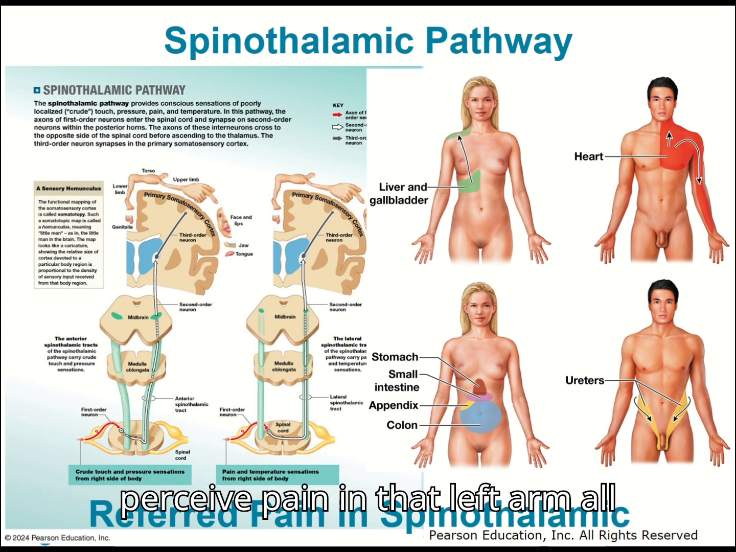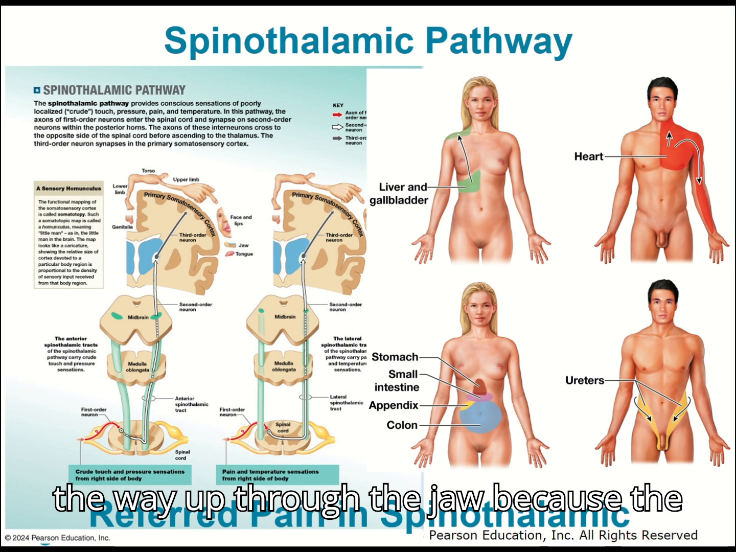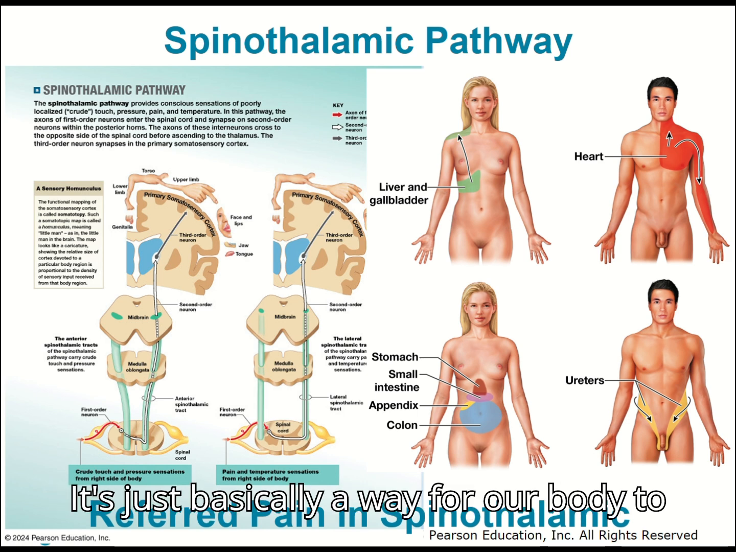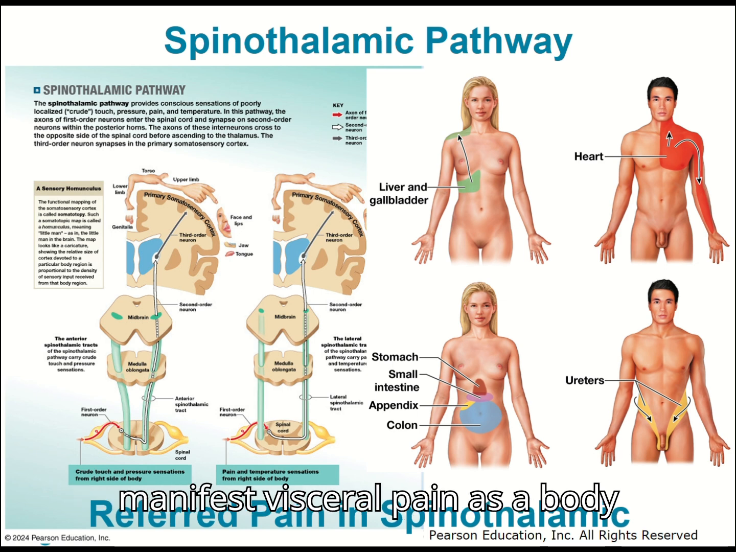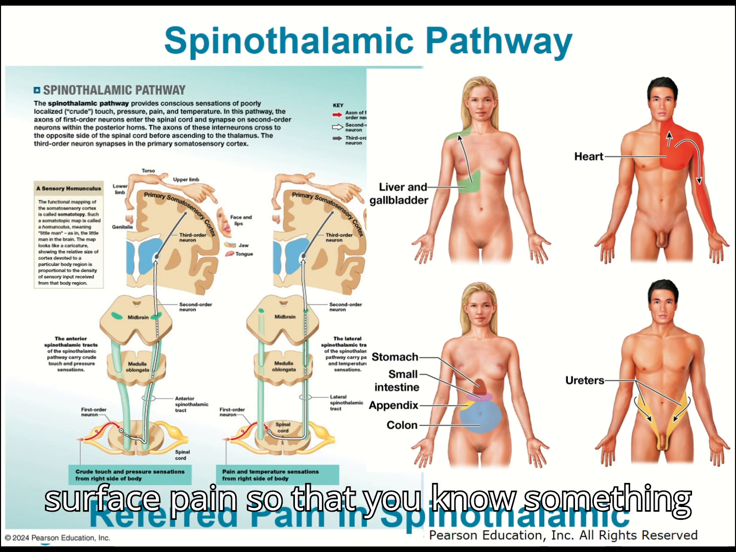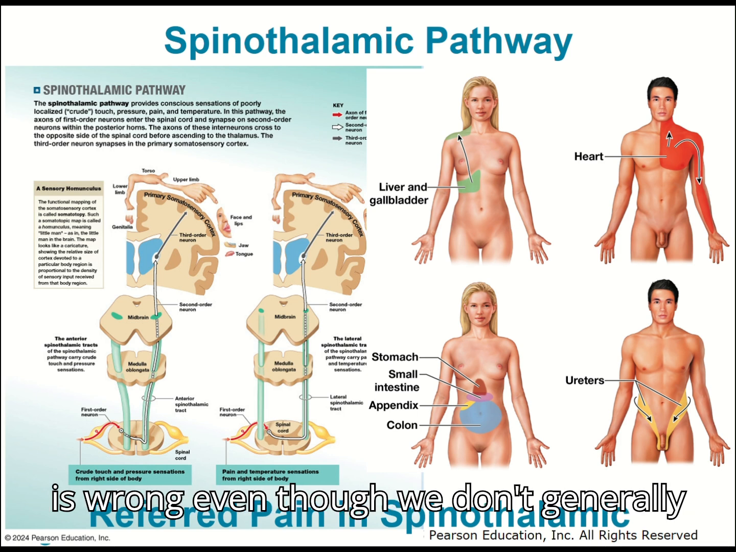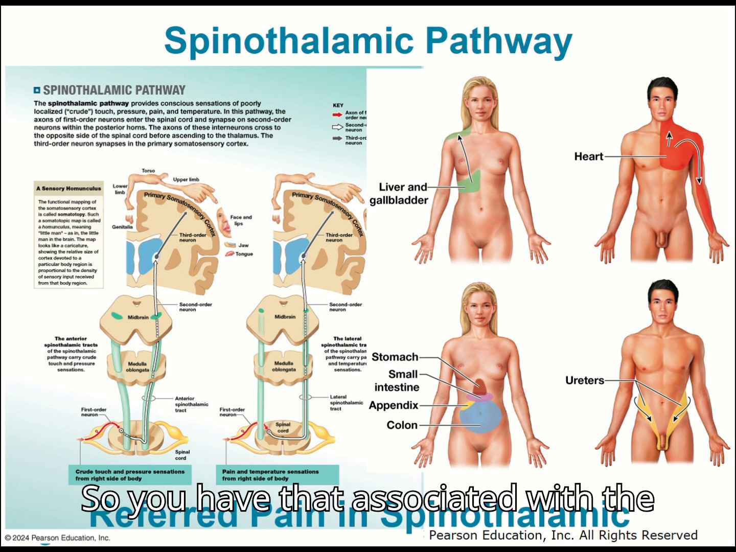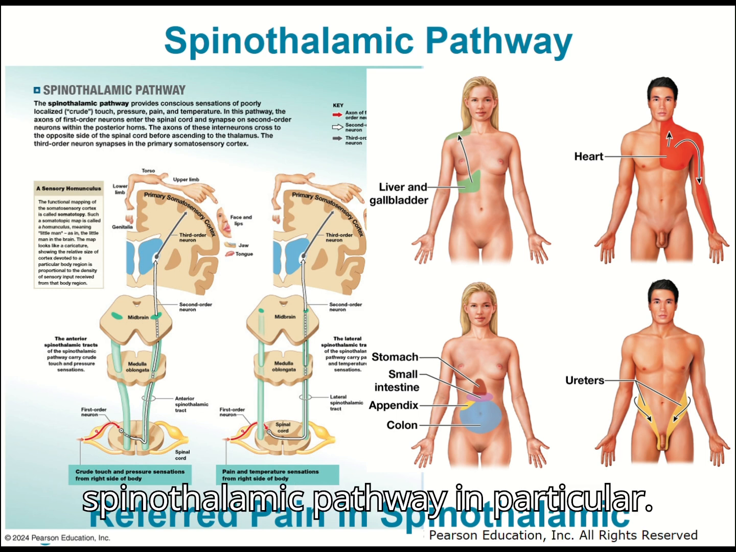And so you're going to perceive pain in that left arm all the way up through the jaw because the heart is actually sending pain signals. It's just basically a way for our body to manifest visceral pain as a body surface pain so that you know something is wrong, even though we don't generally detect pain in our viscera. So you have that associated with the spinothalamic pathway in particular.